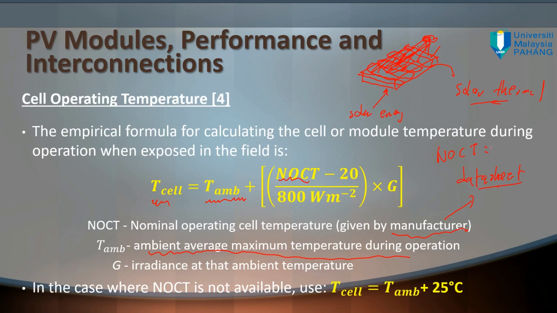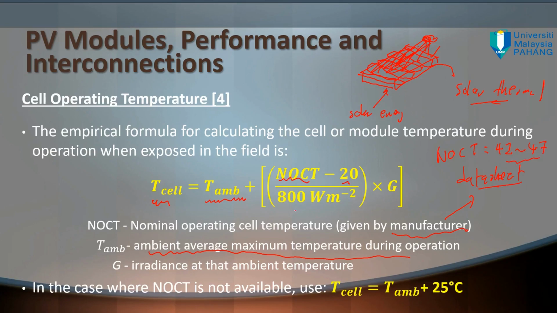NOCT. And then, for example, the typical value varies actually. Sometimes 42, sometimes 47, like that. The value for the NOCT depends on the solar module. It depends on the data sheet written by the manufacturer. For example, Q cell may be different, Panasonic is different, SunPower is different, like that.